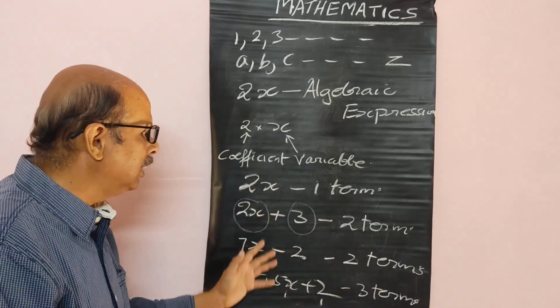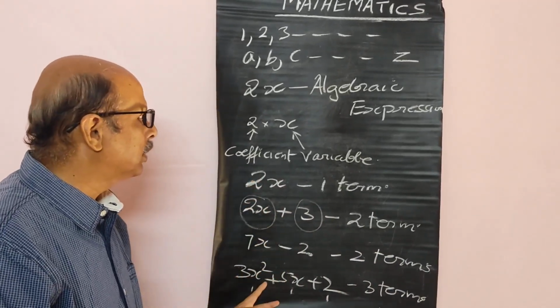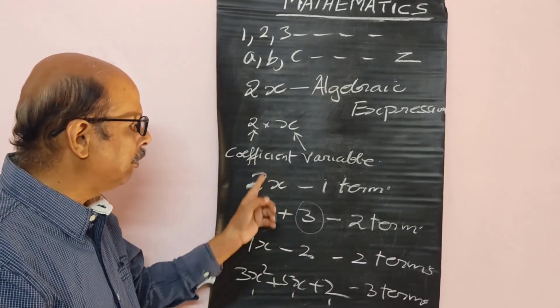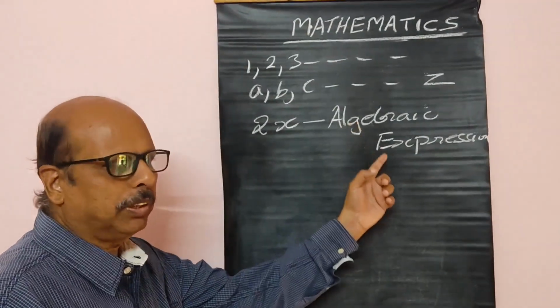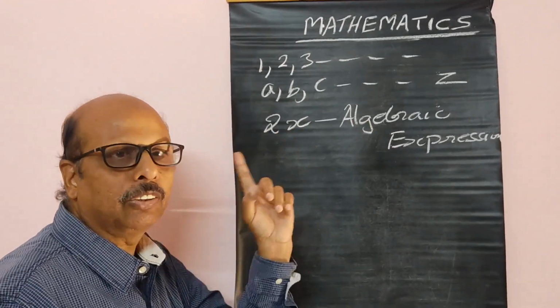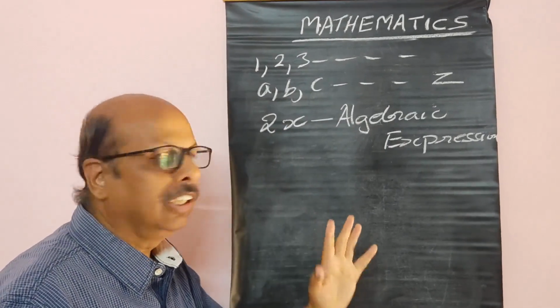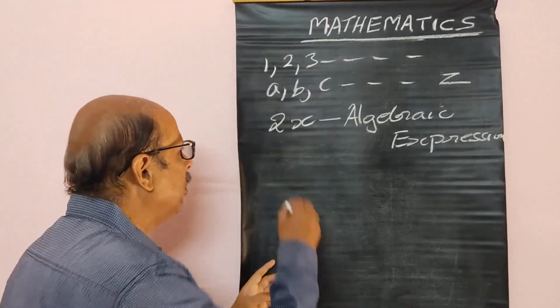These all are algebraic expressions: one term, two terms, three terms. So algebraic expressions can be of these three types. We have seen that 2x is an algebraic expression. Here the letter I have used is only one letter, that is x, which is the variable. So this is an algebraic expression in one variable.